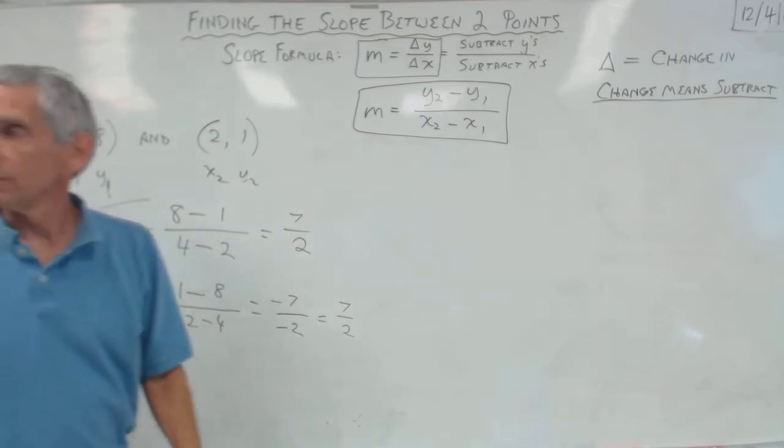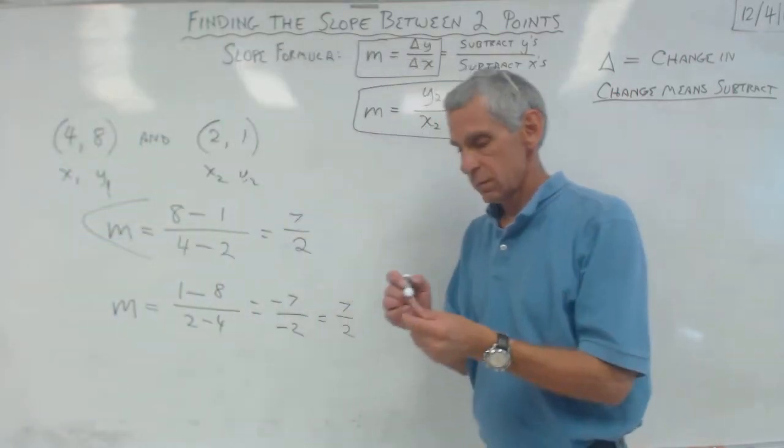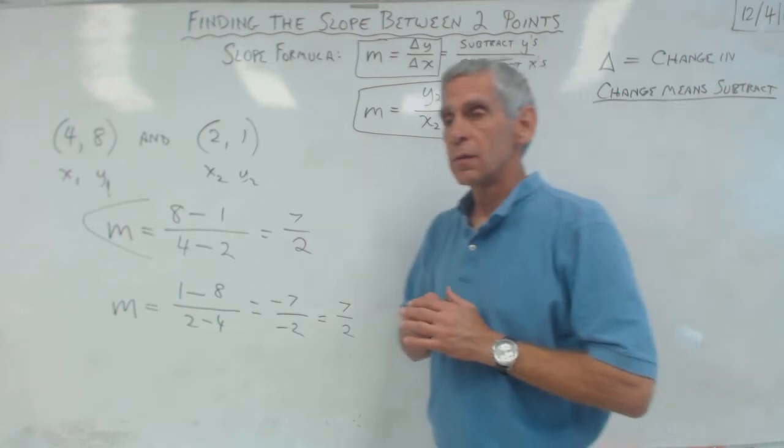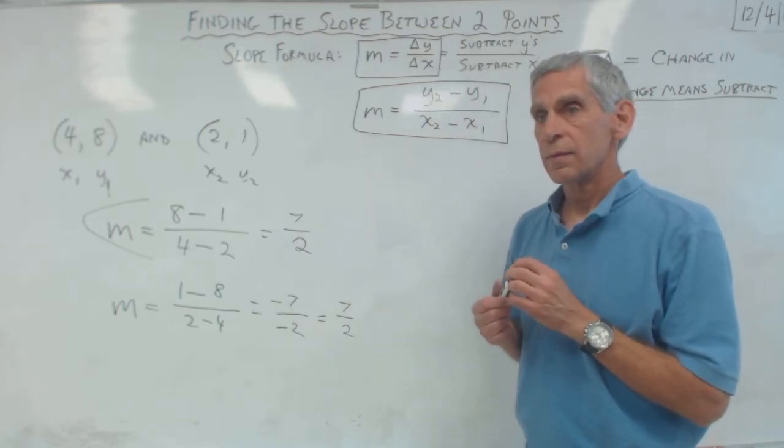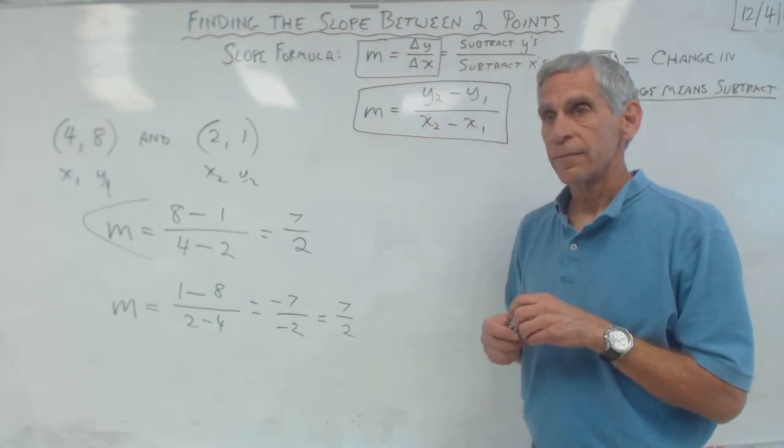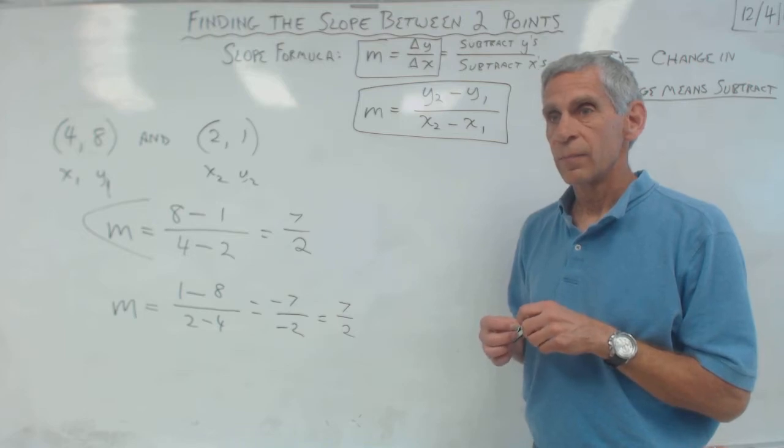Yes, John? Okay, so will you always have two points like that? Yes. And if you make the first one y1 and then x1, does the next one have to be y1 and then x1 too?